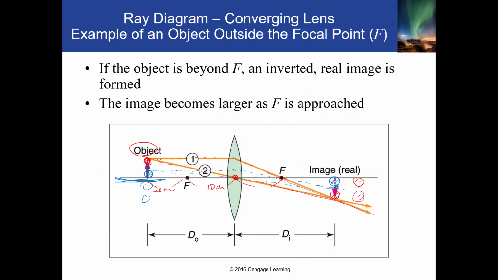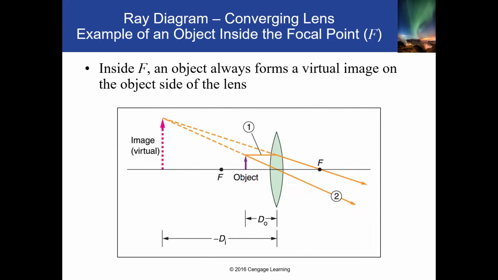So the image properties: the size is not clear, it seems like it's slightly bigger. And then the direction is inverted. And then a real image again. Why? Because your image is formed on the opposite side of the lens, right?